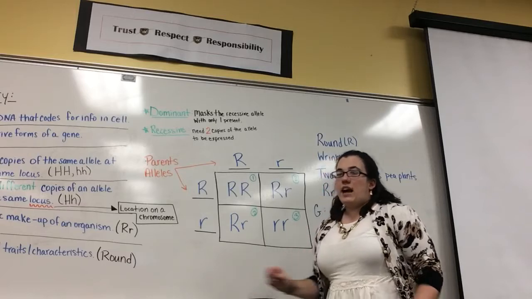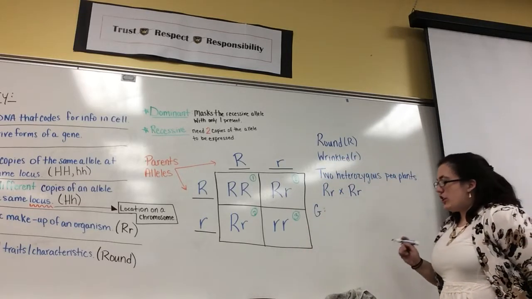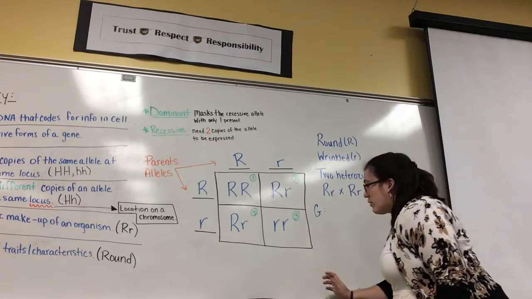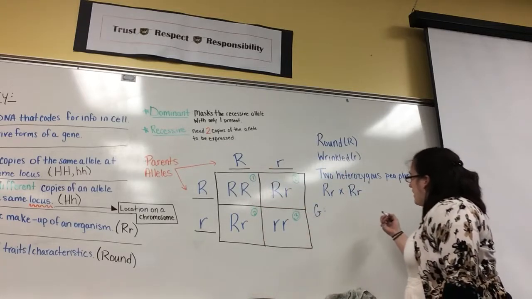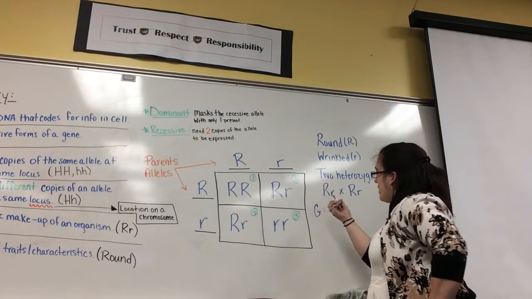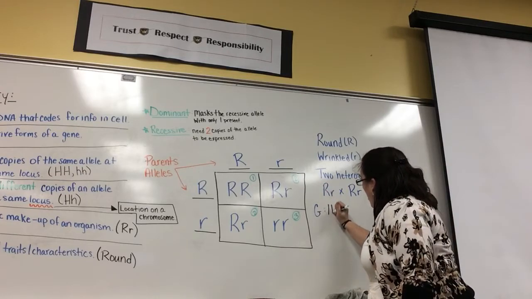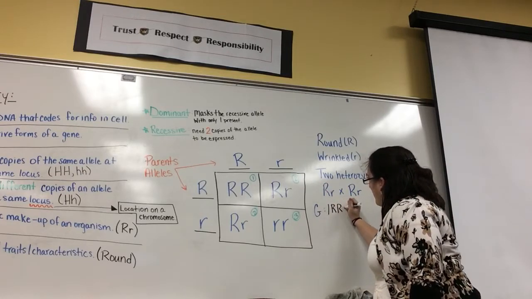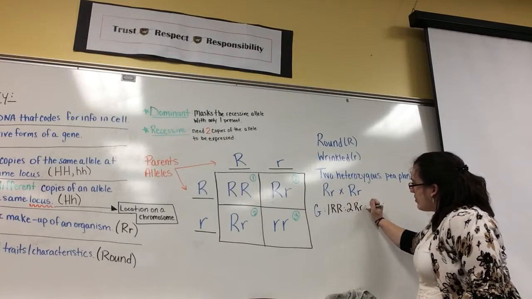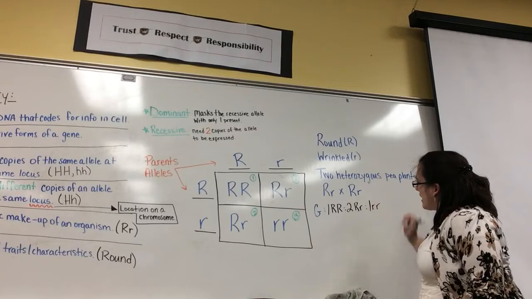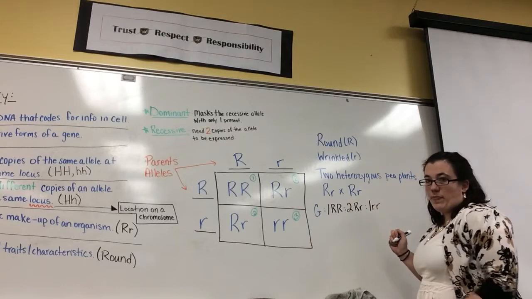So if you look at that, you need to write a genotypic ratio for that. So if we do that, you would have something like this. You would have 1 big R individual. You would have 2 heterozygous individuals, and you'd have 1 homozygous recessive individual.